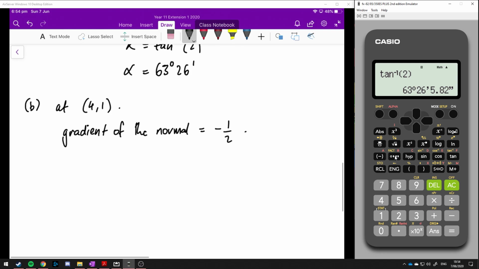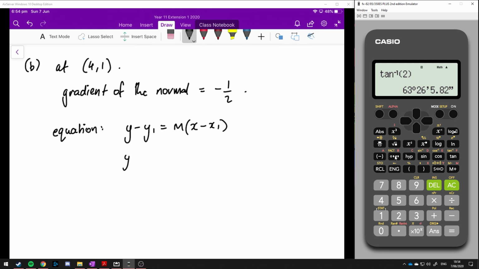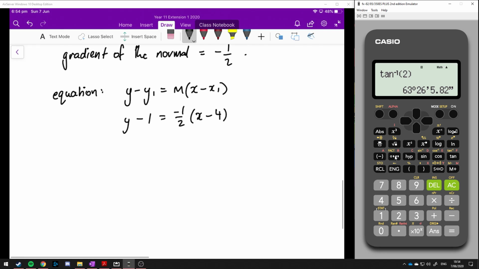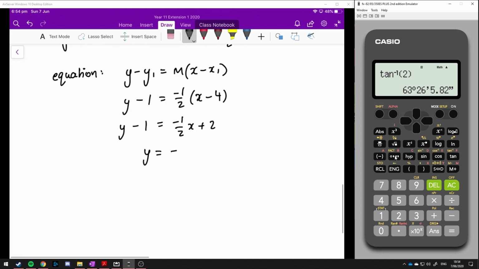So now to do the equation. We're going to again use y minus y1 is equal to m lots of x minus x1. Substituting our points in here, we get y minus 1 is equal to, now we're going to put the negative half in here this time, x minus 4. Same values, except the gradient's the only one that changes. This time I'm going to expand it out. We get negative 1/2 x, and then plus 2. Add 1 to both sides, we get y is equal to negative 1/2 x plus 3. And so that is the equation of our normal.